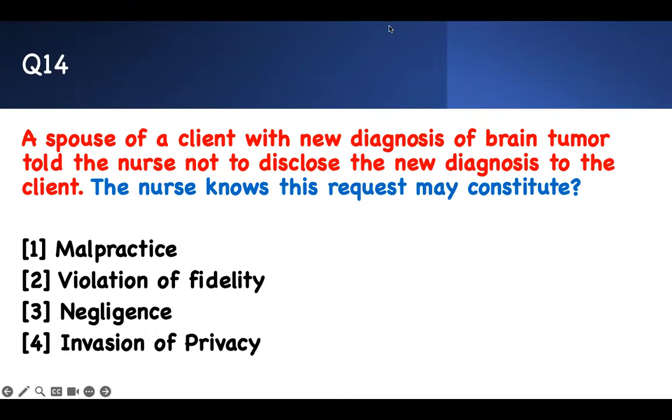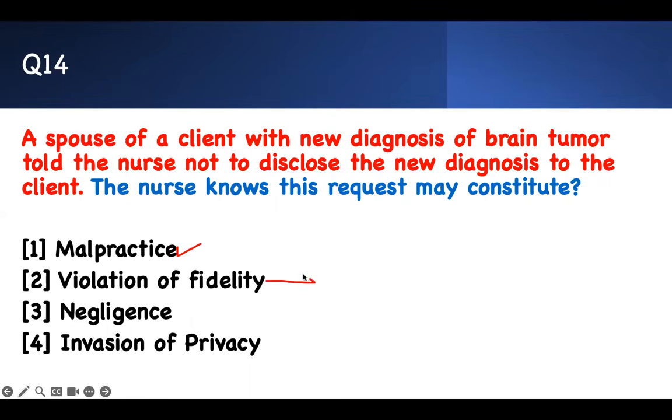This request may constitute what? A client with a new diagnosis of brain tumor told the nurse not to disclose the new diagnosis to the client. What do you think is happening if you honor this request? Somebody has a brain tumor diagnosis and you don't want to tell the patient. Malpractice is not it. Malpractice is usually negligence by a professional; nothing has been filed in court or anything like that, so it's not malpractice, right?